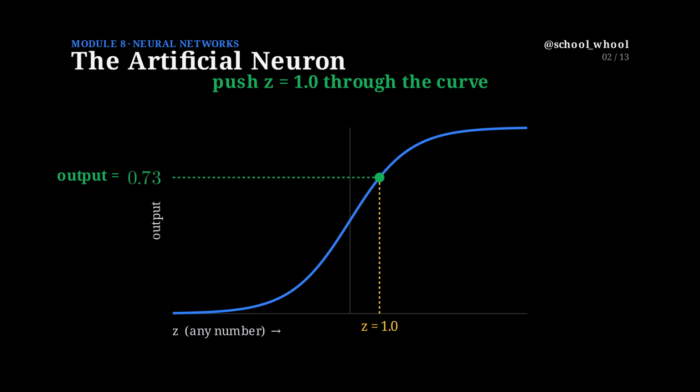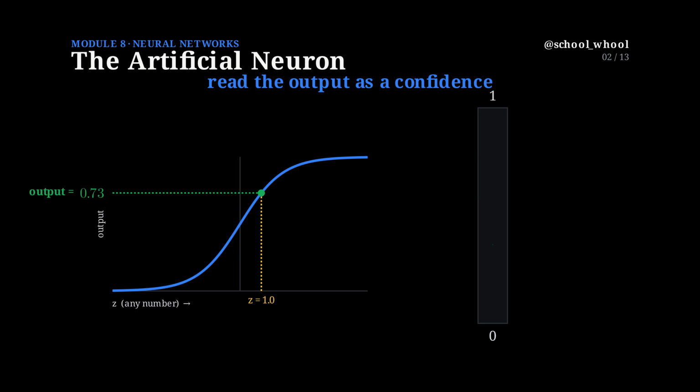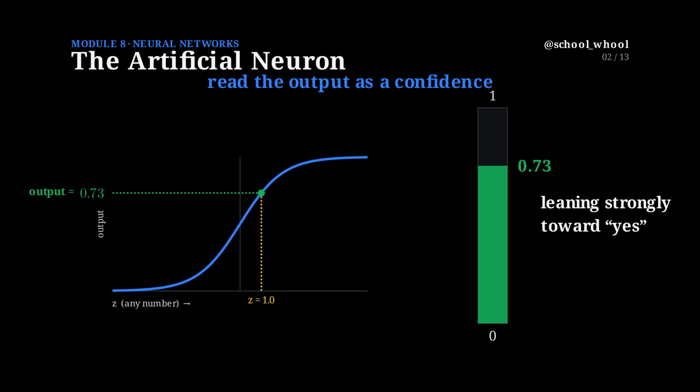Because the sigmoid always lives between 0 and 1, we can read 0.73 as a confidence. Here, the neuron is leaning fairly strongly toward yes. Closer to 1 would mean more sure. Closer to 0 would mean leaning the other way.